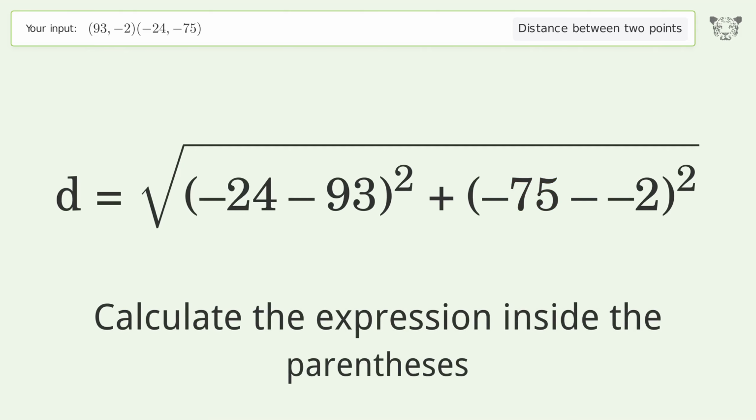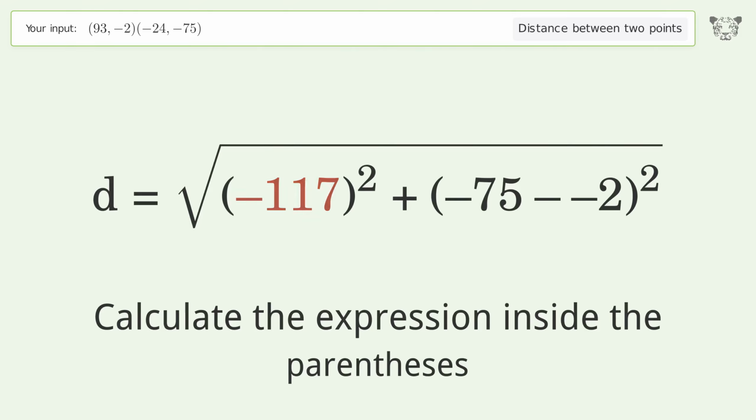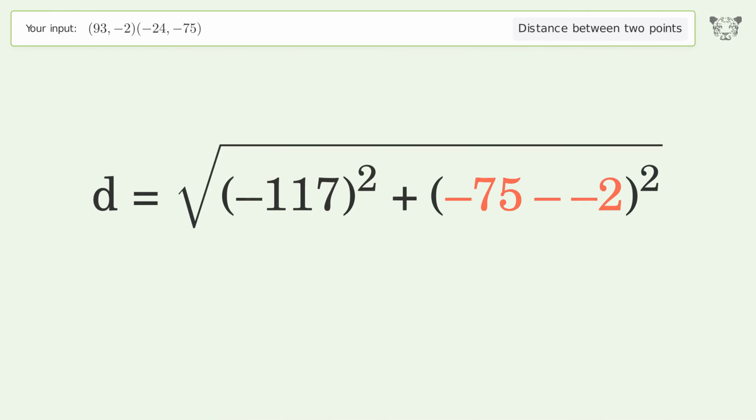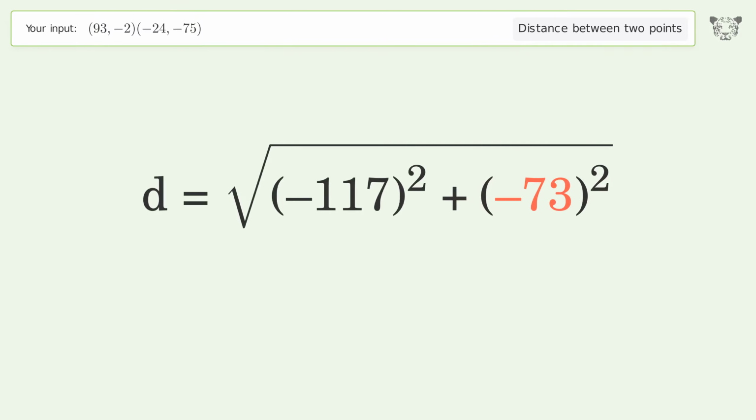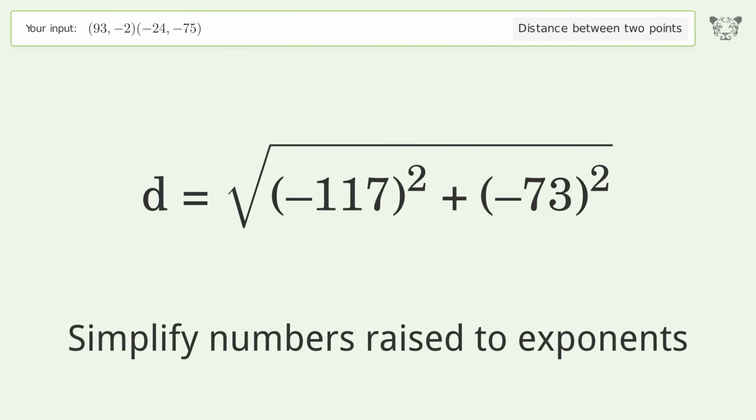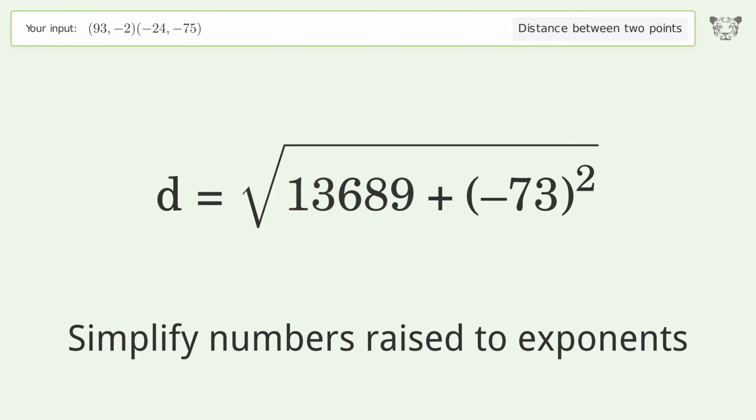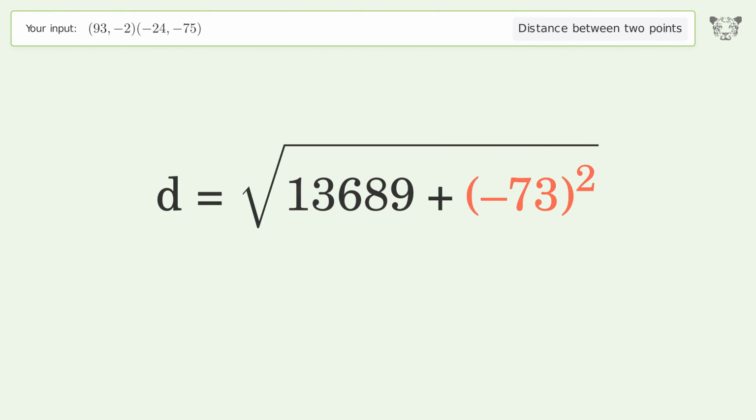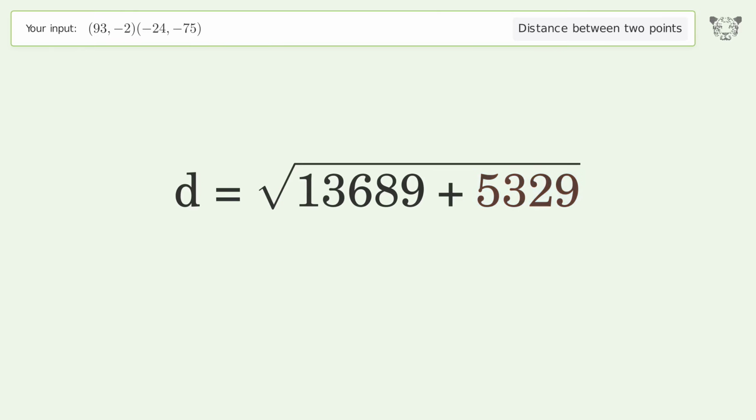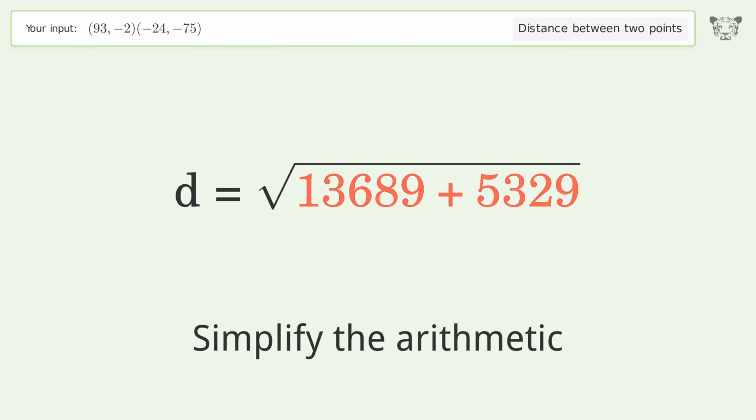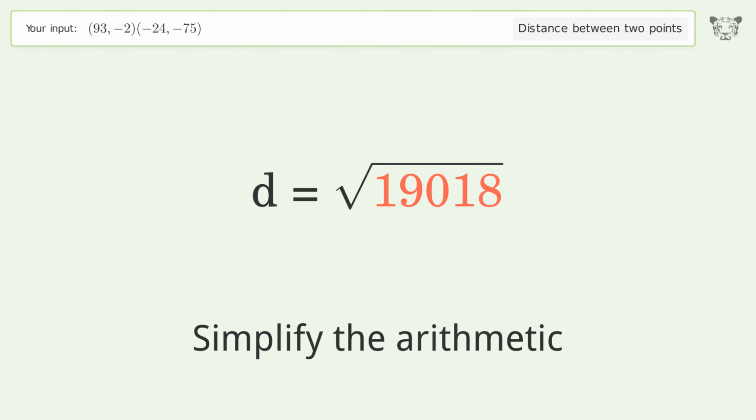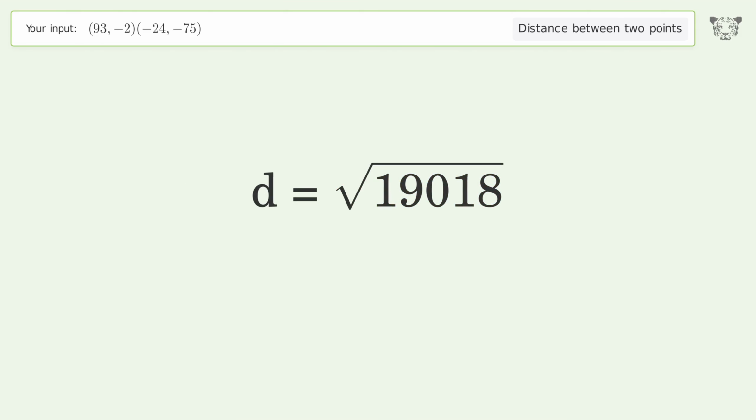Calculate the expression inside the parentheses. Simplify numbers raised to exponents. Simplify the arithmetic. And so the distance between the 2 points is the square root of 19,018, or 137.906.